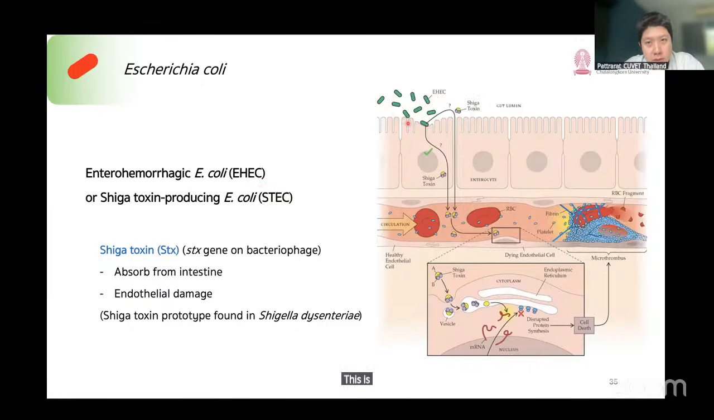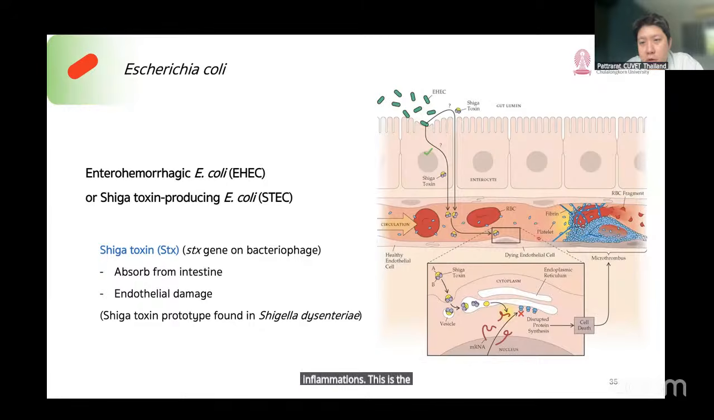This is the EHEC cells in the intestine, in green. When they produce Shiga toxin, the toxin is absorbed through the intestinal lining into the bloodstream. The target of Shiga toxin is endothelial cells in the blood vessels, right? The Shiga toxin can cause endothelial cell apoptosis or damage and induce inflammation.